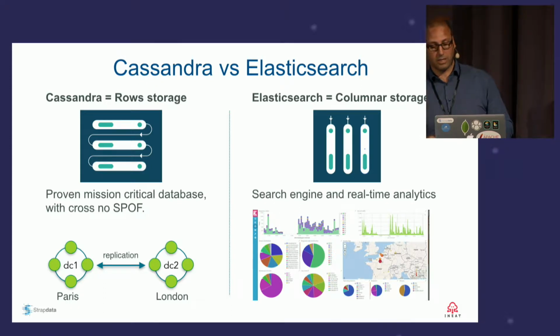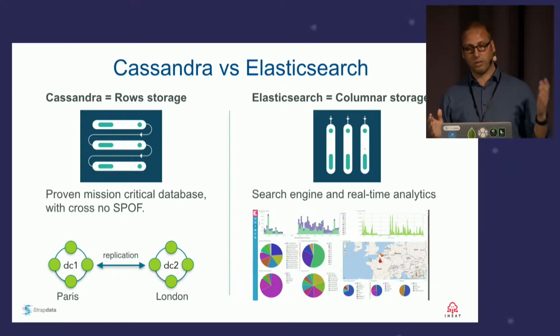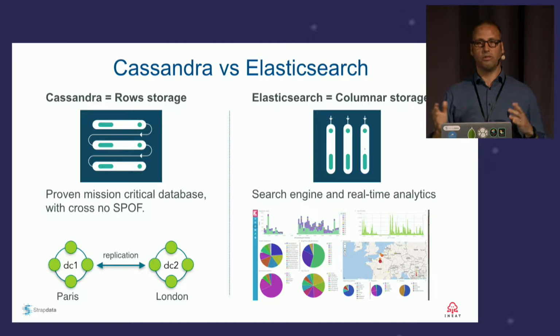And that's pretty cool with Elassandra because you are able to choose which storage you want depending on your use case. So you can store your data in Cassandra, from the ground up or later, and then you can build Elasticsearch indices from your Cassandra data.